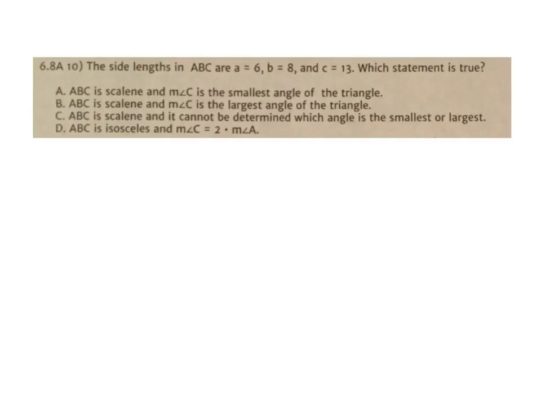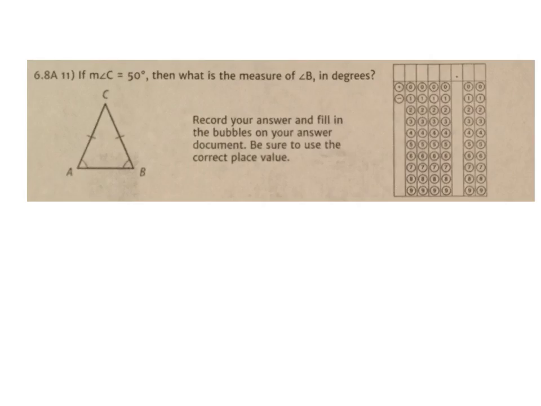Number 10. The side lengths in triangle ABC are A equals 6, B equals 8, and C equals 13. Which statement is true? Number 11. If the measurement of angle C is 50 degrees, what is the measure of angle B in degrees? Record your answer and fill in the bubbles on your answer document. Be sure to use the correct place value.